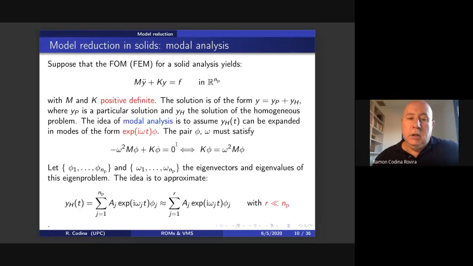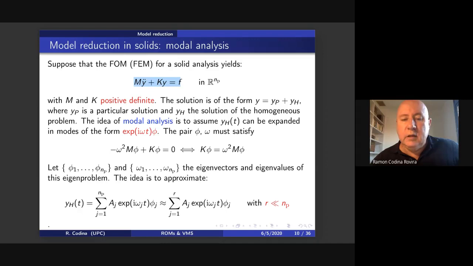Okay, if we assume that the solution can be expanded in modes of this form, and we plug that expansion into the differential equation that we have to solve, we see that the pair phi, omega, phi is a vector, omega is a scalar, must satisfy this relationship. That's very simple. We just have to replace the second derivative of y by i squared, which is minus one, omega squared, and then the exponential again. Here we have K of y equal to zero, and the exponentials will cancel out from both the first and the second term. So we have this relationship between omega and phi, which means that we have to solve this eigenvalue problem to find the phi and the omegas that satisfy this equation.